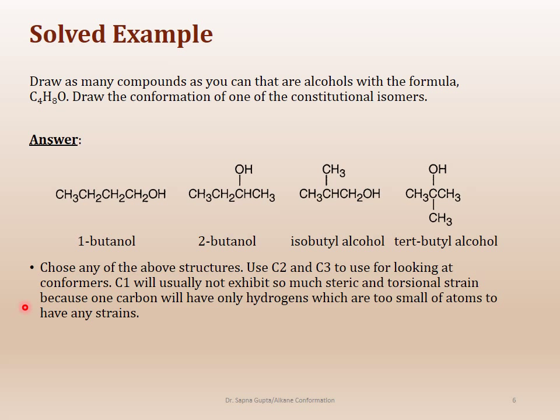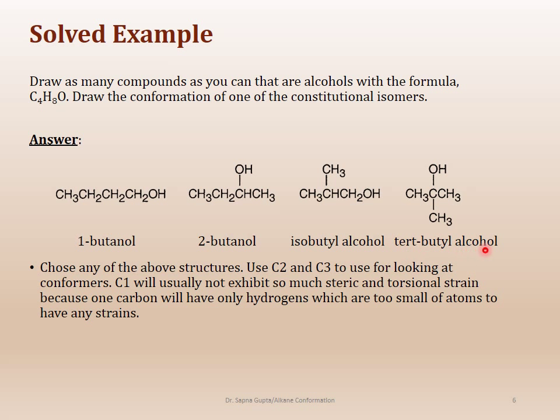So here are some examples, and these are not exactly solved examples because I've not drawn out the structures for you. This is an exercise for you to do, but I'm going to give you hints on how you can start doing this. So here are 4 different kinds of alcohols possible with 4 carbons, which means you have an OH group in there because it's an alcohol.